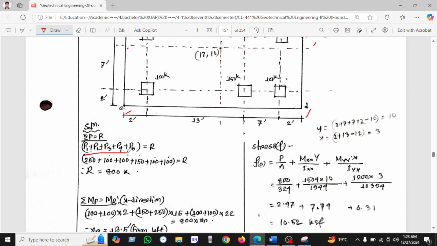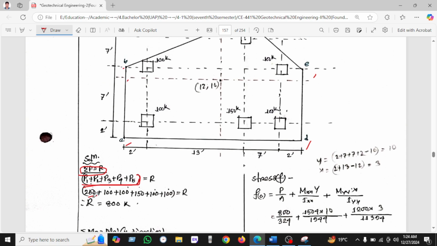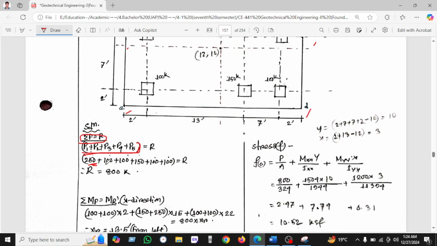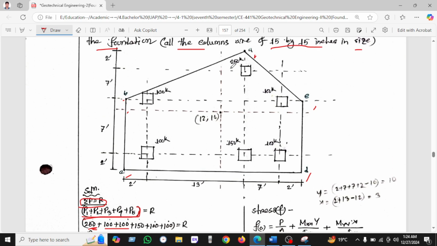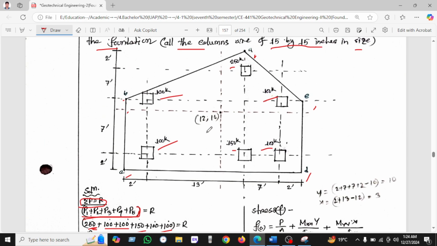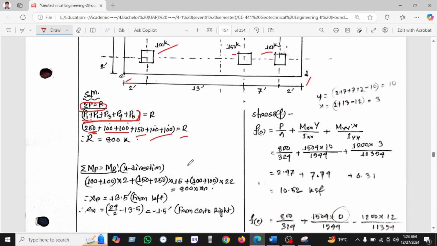So P1, P2, P3, P5. We know the induced moment equals the resisting moment. P1 is given as 250. This is the wall load. 250, 100 into 100. So this is the 250, this is 100, this is 100, and 150. This is the 150, and 100 into 100. This is the 100 into 100. Okay, and we found the resisting force 800.